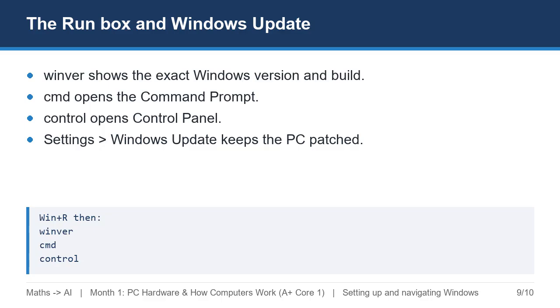From the Run box, opened with Windows key plus R, you can launch tools directly. Type WinVer to see the exact Windows version and build, type CMD to open the command prompt, or type Control for Control Panel. Finally, keep Windows patched: open Settings, choose Windows Update, and click Check for updates. On a Helpdesk, asking whether updates are installed is one of your very first questions.